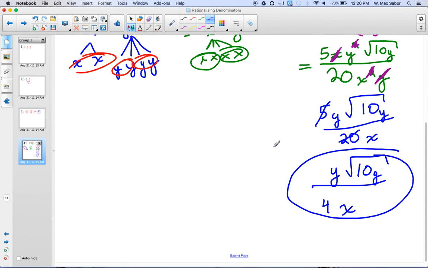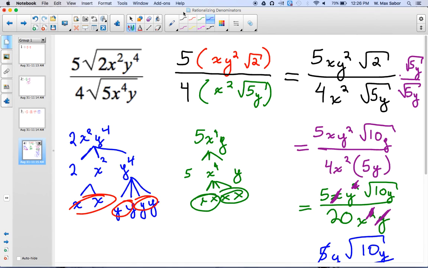There are multiple ways of getting from our original expression to that final answer. You could have multiplied by 5 square root of 5x to the fourth y at the beginning. You could have divided the x squared and the x to the fourth first, and the y to the fourth and the y first. There are a number of ways of doing this. This is one way, and you're welcome to try others.